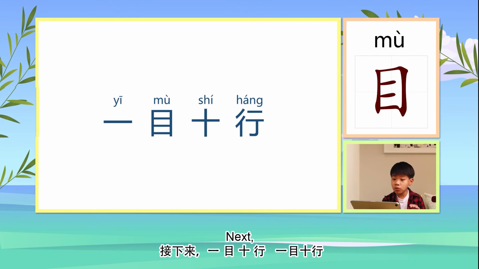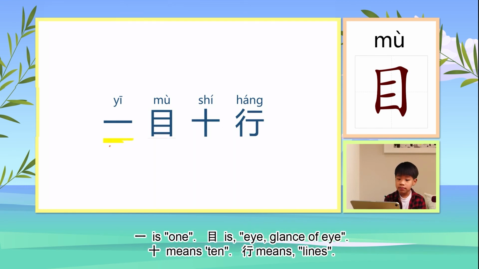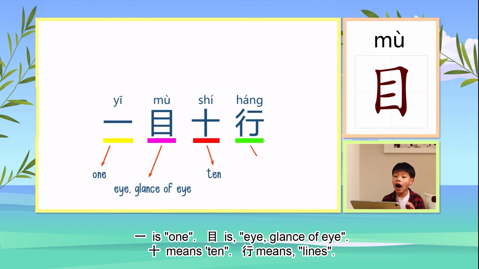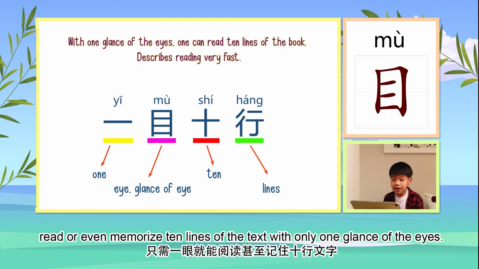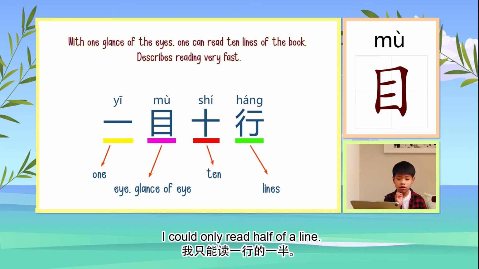Next, 一目十行. 一 is 1. Mu is glance of eye. 十 means 10. 行 means line. Someone could do it. Read or even memorize 10 lines of the text with only 1 glance of the eyes. That's crazy, actually. I could only read half of a line.